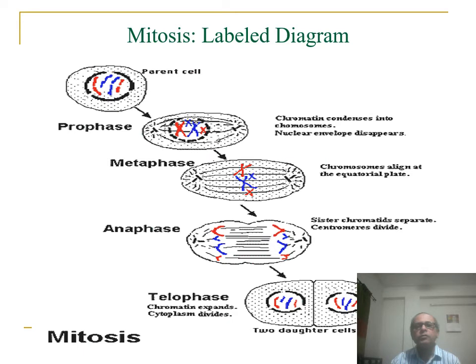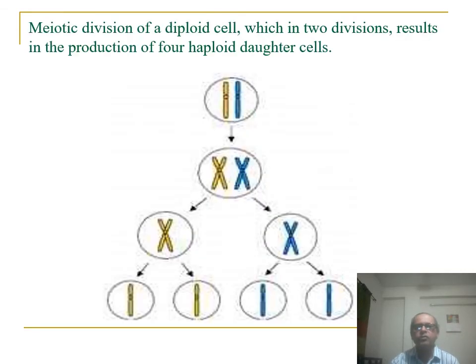We know there are certain phases of mitosis: prophase, metaphase, anaphase, and telophase. The 4 phases, and 2 daughter cells are produced. In case of meiosis, we know 4 haploid daughter cells are produced.